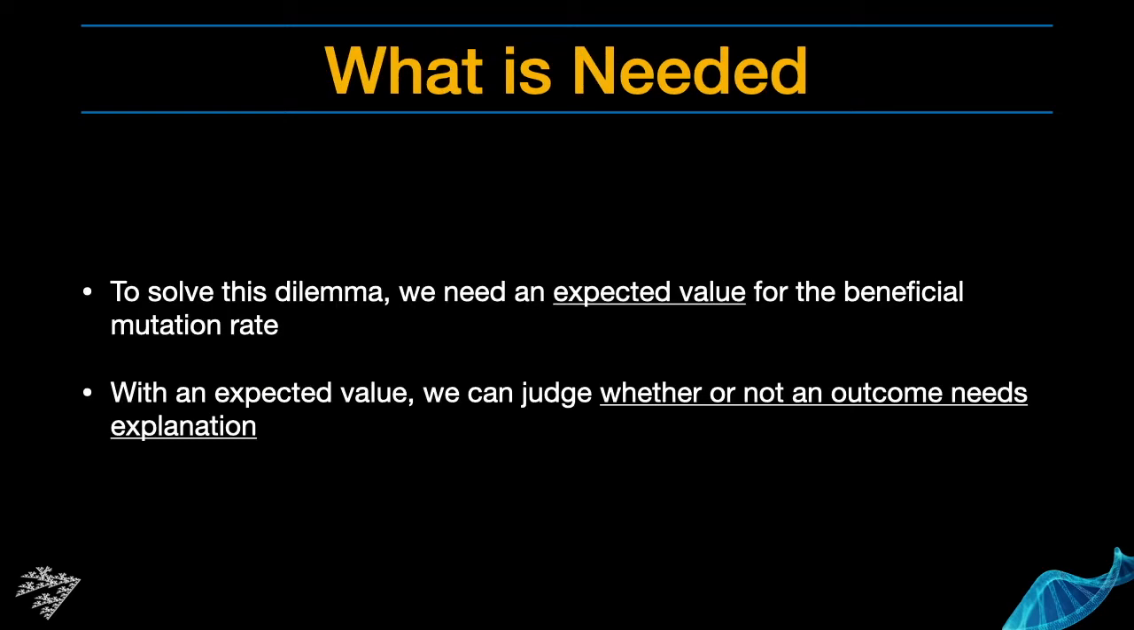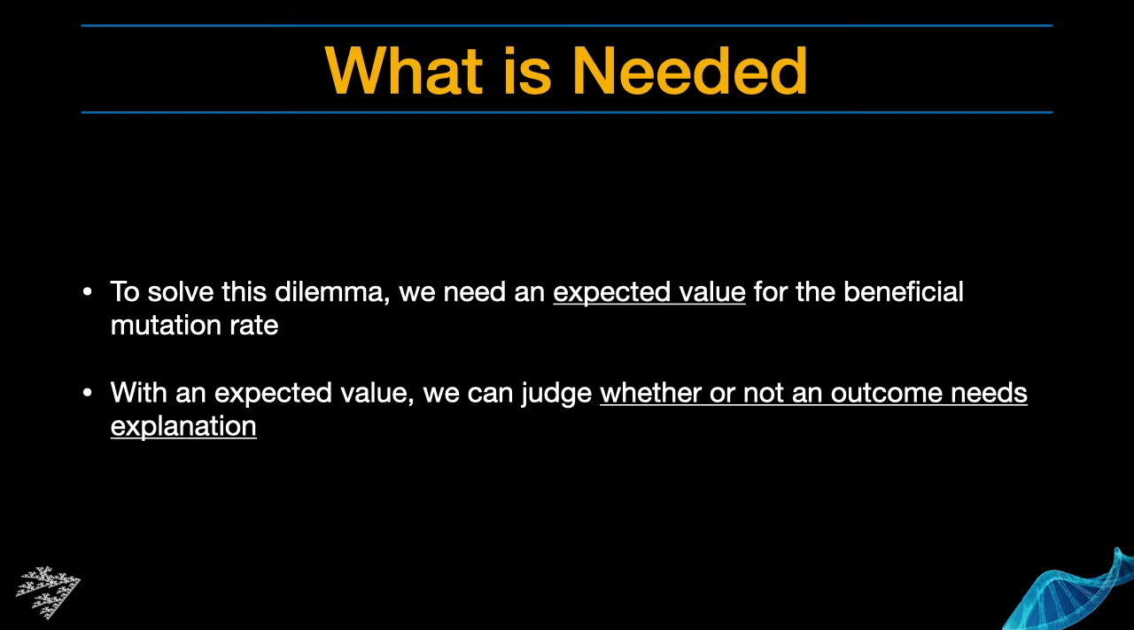What I figured out we need is an expected value for the beneficial mutation rate. We need to know what we would expect if these mutations actually were random, and by random I just mean haphazard. If they're happening haphazardly, what is the rate of beneficial mutations we would expect to get out of this organism? Then if we have that expected value, we can judge whether or not an outcome needs explanation.